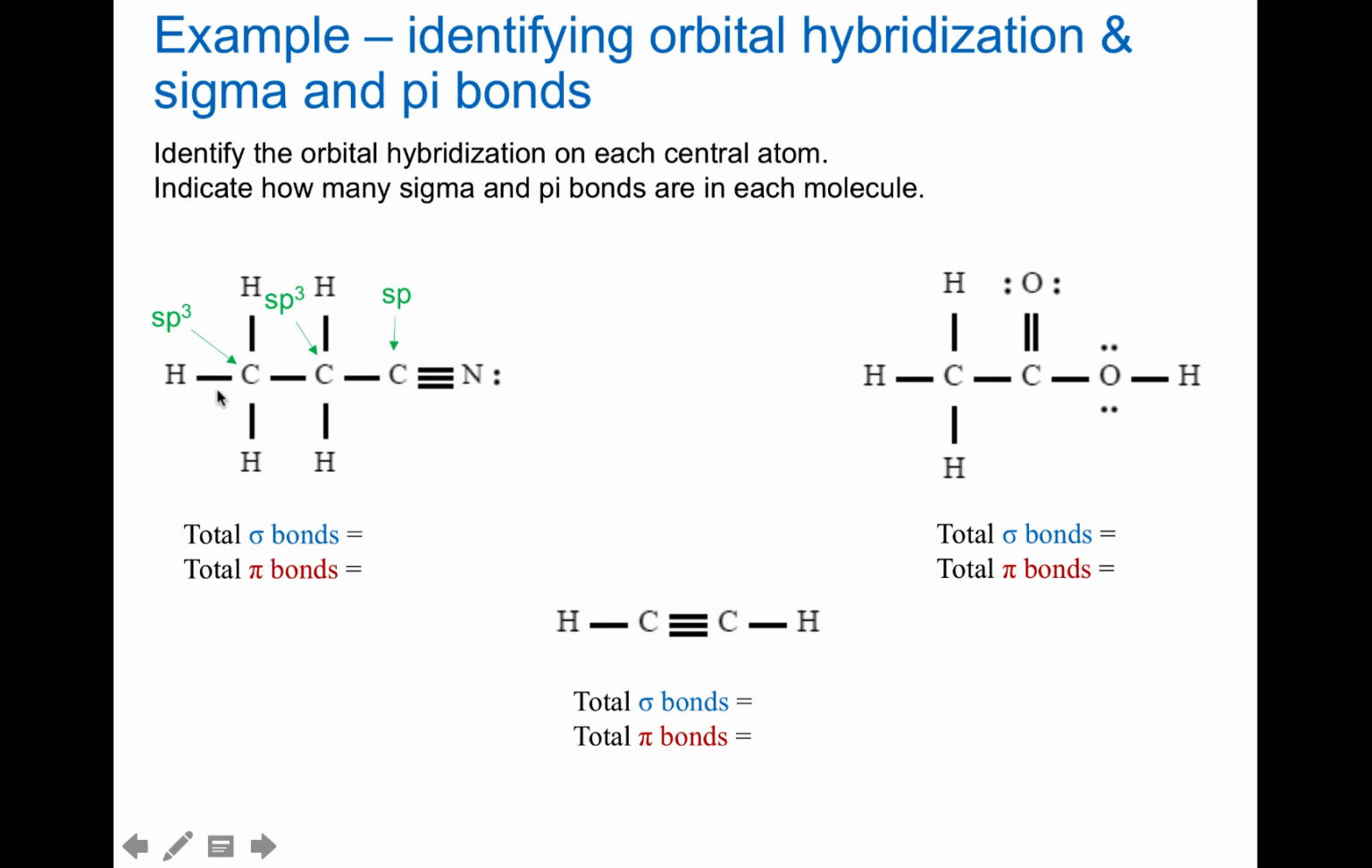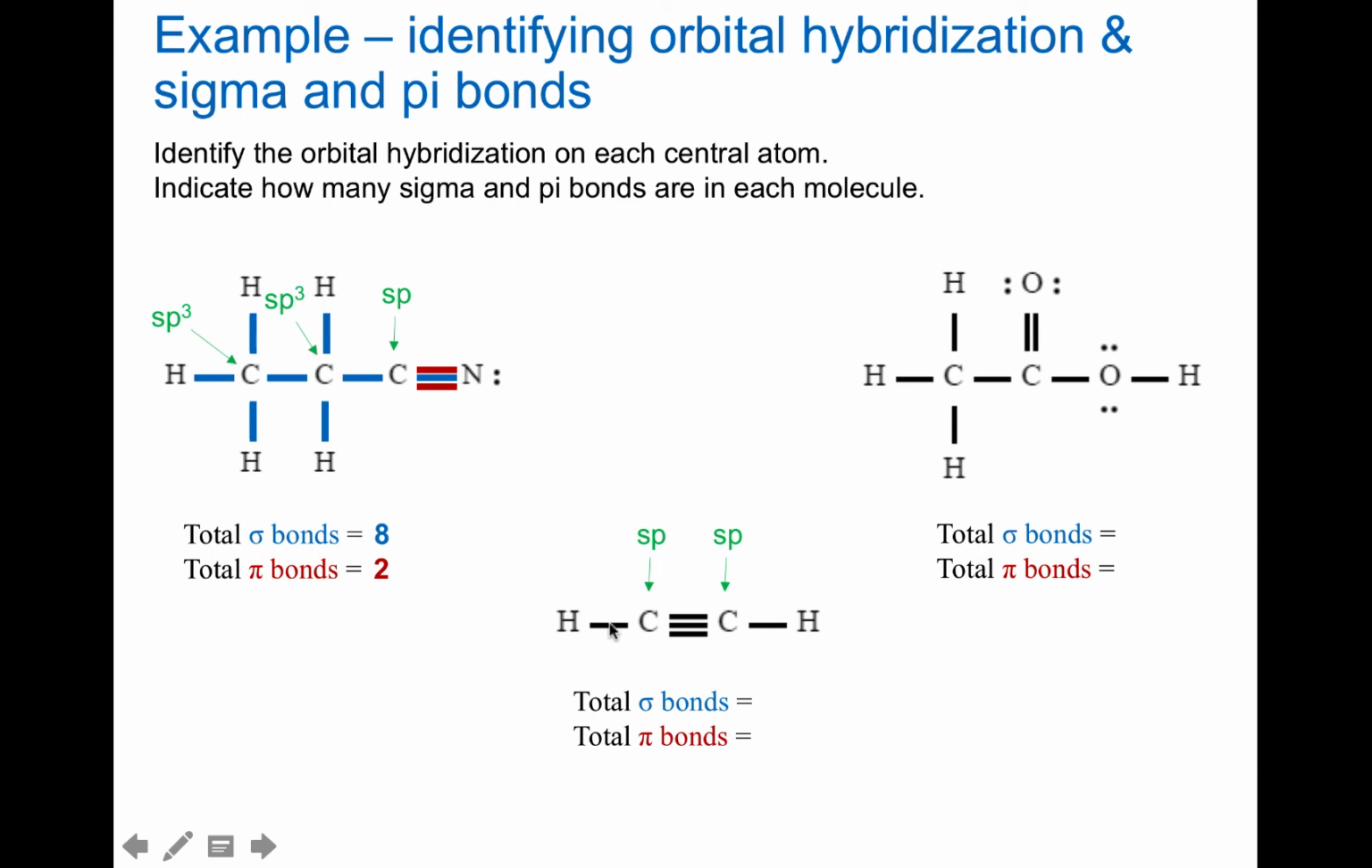Each single bond represents one sigma bond. And then you have to remember how many sigma and pi bonds you have in a triple bond. In any triple bond, there's one sigma and two pi bonds. So we can highlight all of the sigmas, 1, 2, 3, 4, 5, 6, 7, 8. And then these other two in the triple bond represent the two pi bonds that are present.